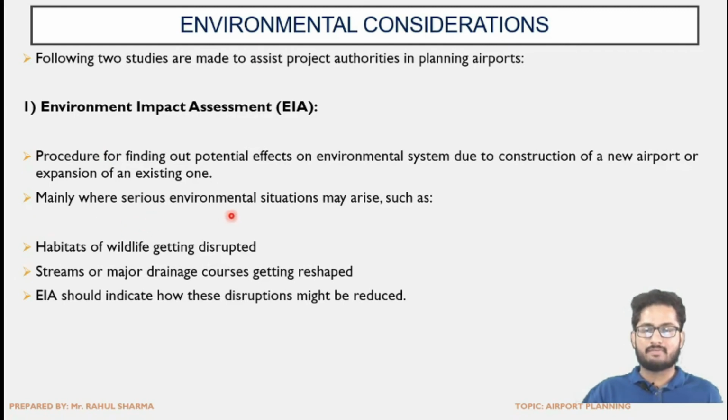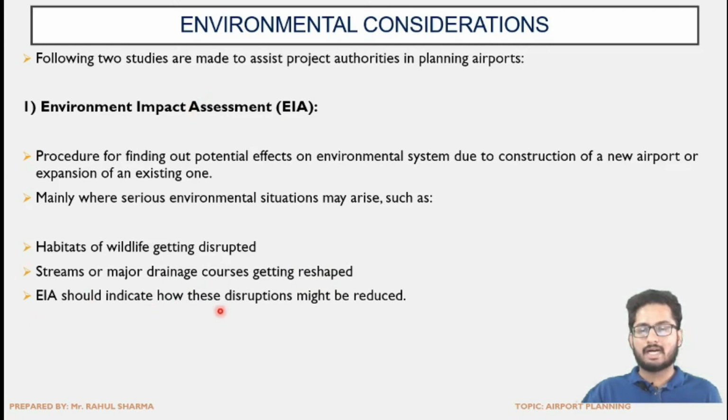Mainly it is carried out where a serious environmental situation may arise, such as critical situations where the habitats of wildlife are getting disrupted. If there is a possibility of the natural habitat of the wildlife, that is where they are staying, getting disrupted due to the construction or modification, then this assessment has to be carried out. Streams or major drainage courses getting reshaped. If there is a natural stream, or a major drainage course or path which is getting reshaped due to the construction, that is its alignment is changing, then again this assessment has to be carried out.